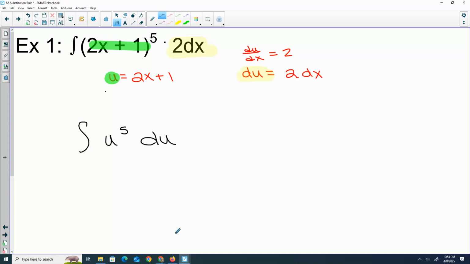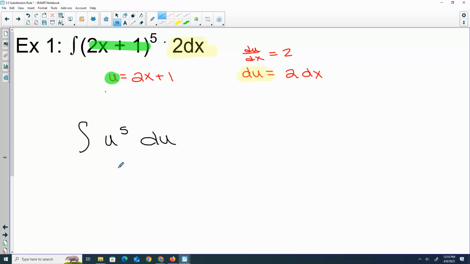So u to the 5th du. Now, do we need substitution to do this problem? Absolutely not. You guys could have figured it out. But are you with me so far? Yeah. This is an easier function to do the antiderivative of, isn't it?